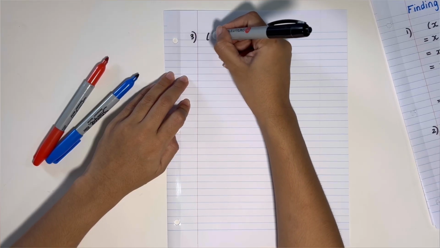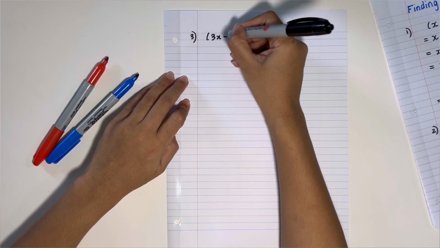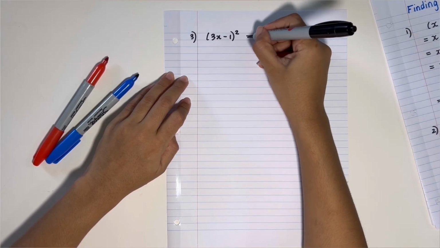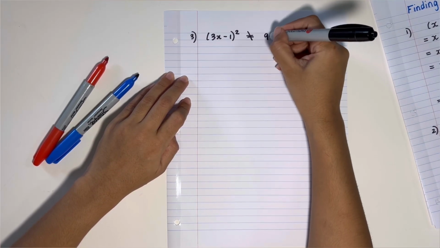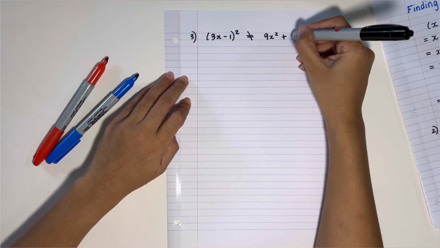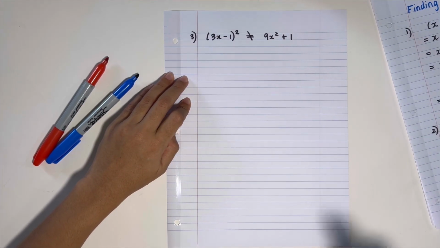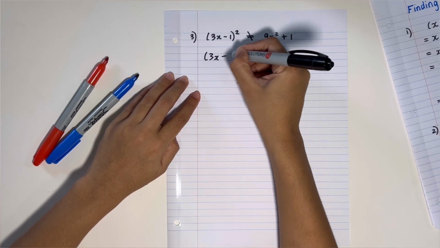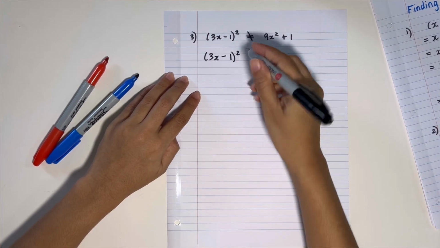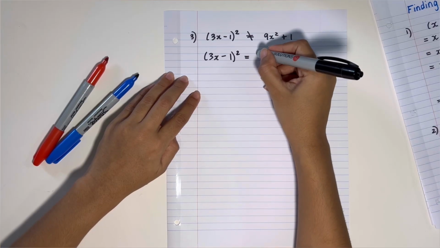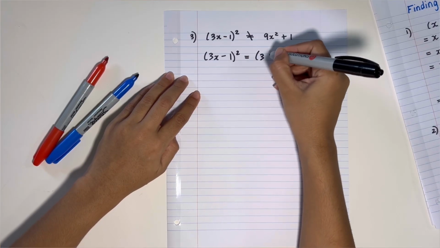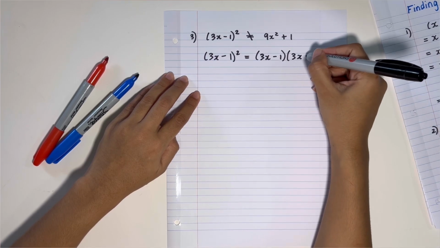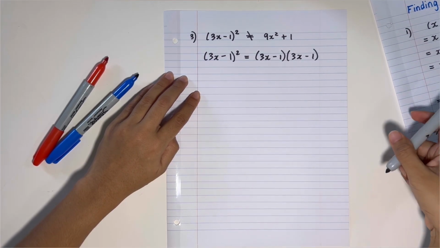Okay, check out this one. If you have something like, let's say, 3x minus 1 squared, this is not equal to 9x squared plus 1. That's not what it means. 3x minus 1 squared literally means 3x minus 1 times 3x minus 1, because that's what square means. To square something means you multiply it by itself, right?